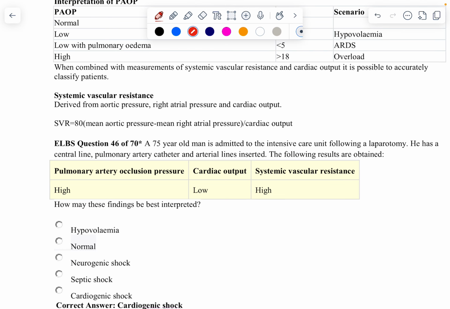The patient is admitted to the ICU. He has a central line and pulmonary catheter inserted, following which readings are obtained. Pulmonary catheter high, cardiac output low. SVR, systemic vascular resistance, is very high. Hypovolemic, cardiogenic shock. If this increases, this leads to cardiogenic shock.